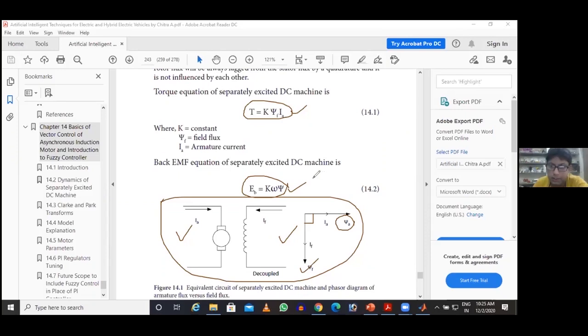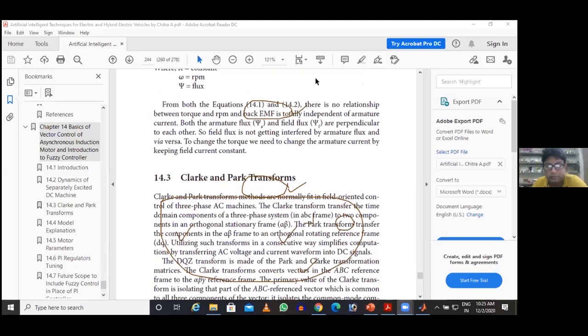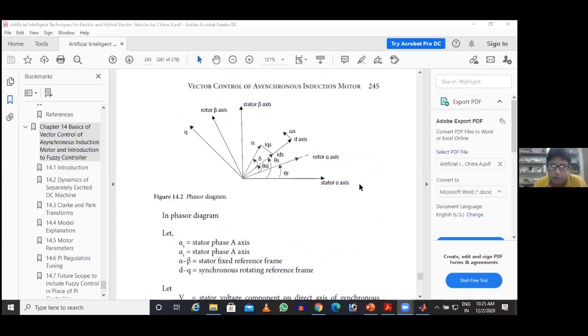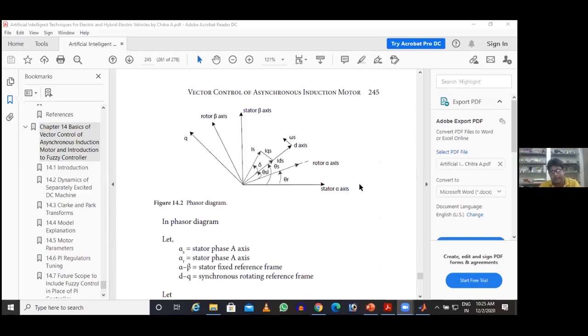I'm going very slowly because I have seen most students think that vector control is a very big thing. Yes, it is slightly difficult, not difficult I can tell, but your conception should be very, very clear. It's not a very big thing, what I feel. So there is some transformation. I hope you have already studied that.